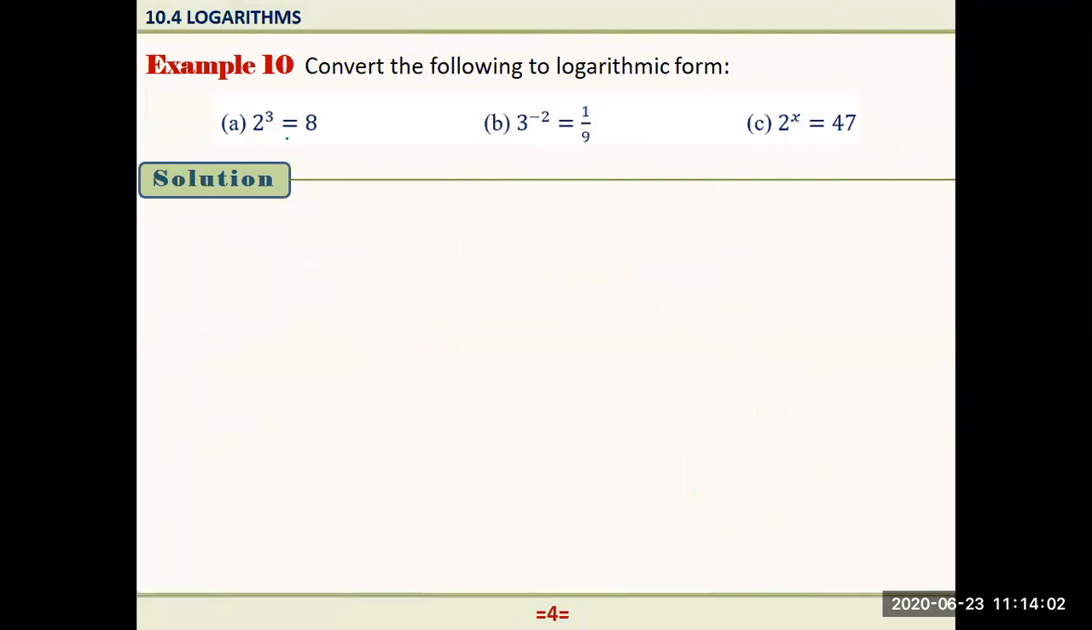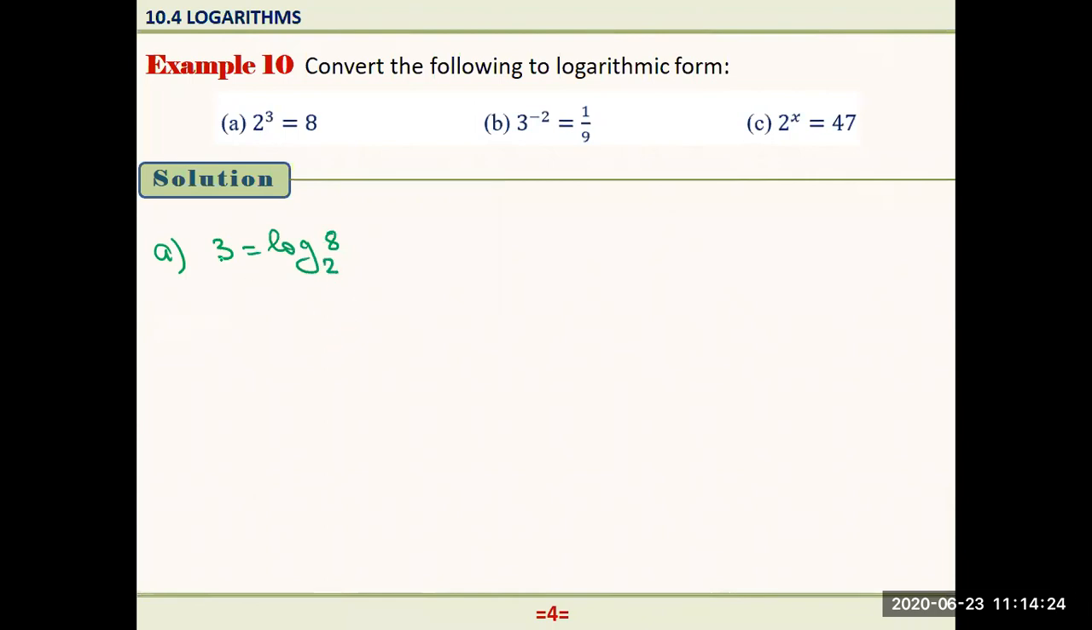Convert the following to logarithmic form. These are exponential forms, so we have to convert them into logarithmic form. The first one, here we have 2 to the power 3 equals 8, right? Then the exponent is 3 here. So here we have a, that's 3 is equal to logarithm of 8 to the base 2.